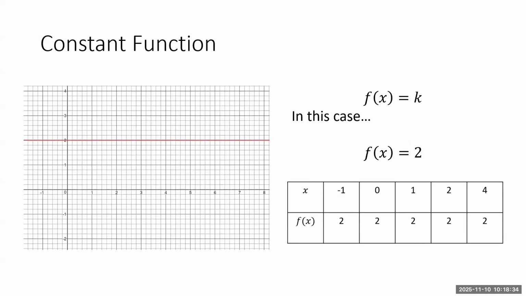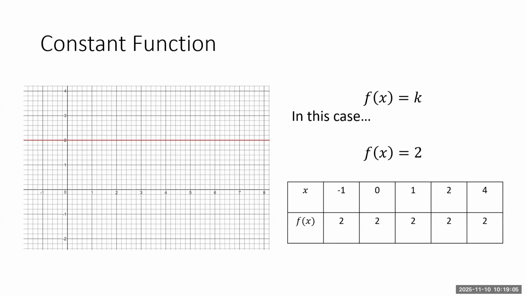The constant function, f of x equals k. In this case, f of x equals 2. I show a picture of an XY grid with the line y equals 2 drawn clearly on the grid. I'm also showing a table with x and f of x as the rows. In the x row, we have -1, 0, 1, 2, and 4. In the f of x row, we have 2, 2, 2, 2, and 2.